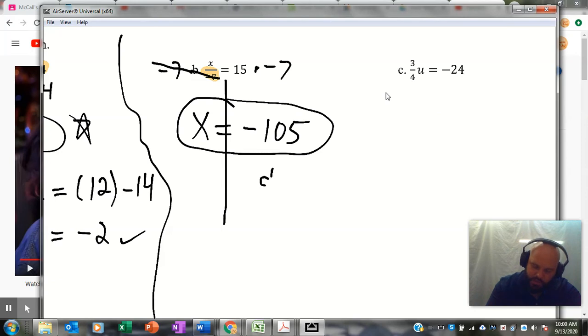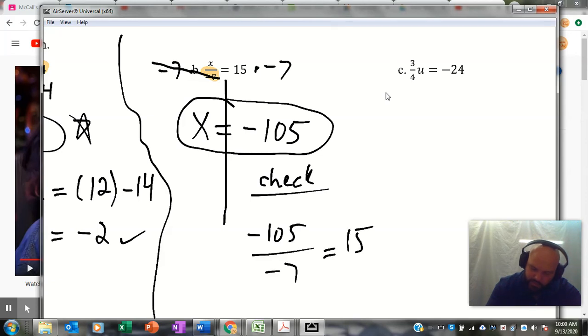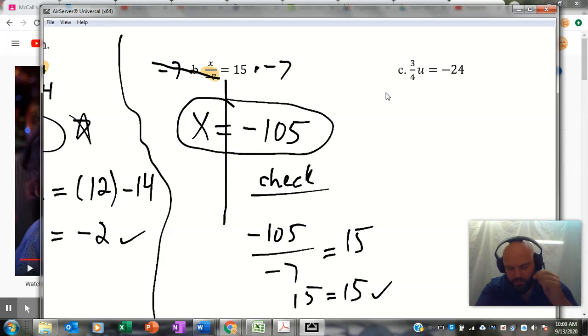To double check, if we take negative 105, we divide by negative 7 equals 15, and you can see that works. 7 goes into 10 once with the remainder of 3. 7 goes into 35 5 times.